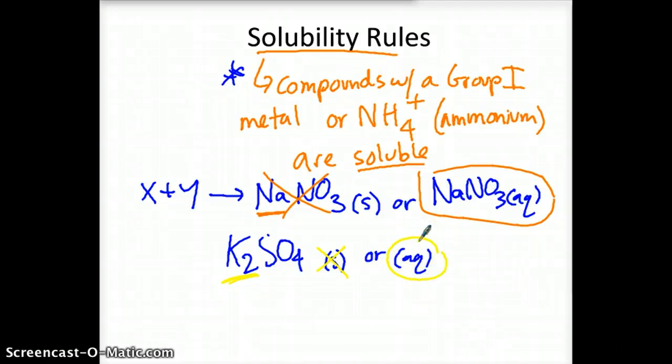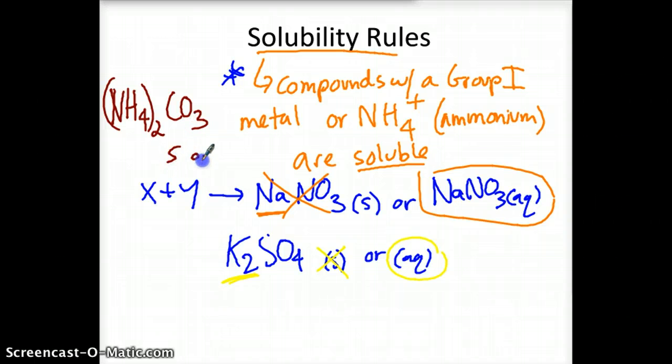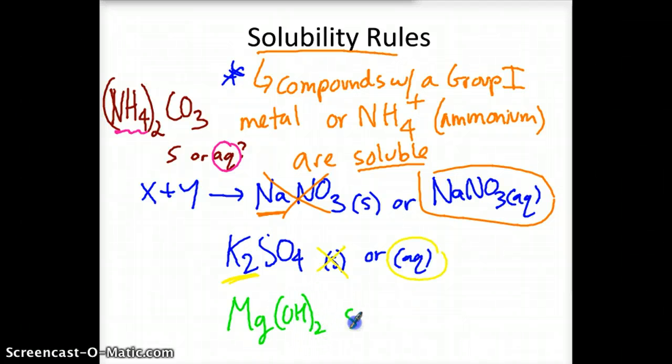What about another one? What about ammonium carbonate, (NH4)2CO3? Is this going to be solid or aqueous? Well, it has an ammonium ion, NH4, so therefore it's always going to be soluble. It's always going to be aqueous. What about another one? Let's say we did Mg(OH)2, solid or aqueous?